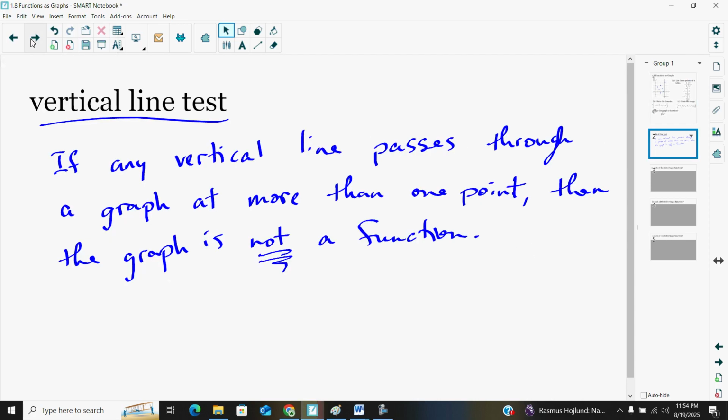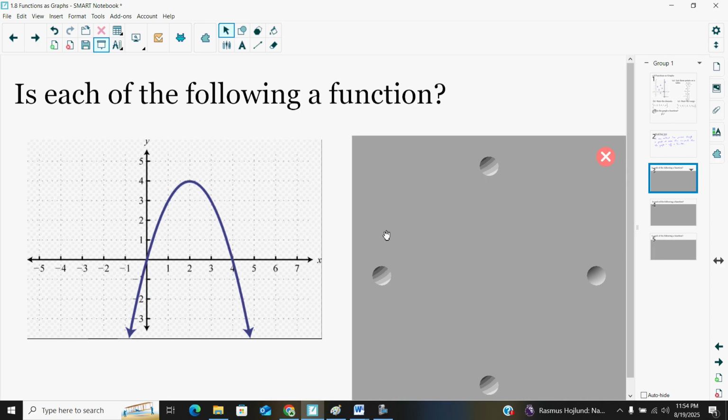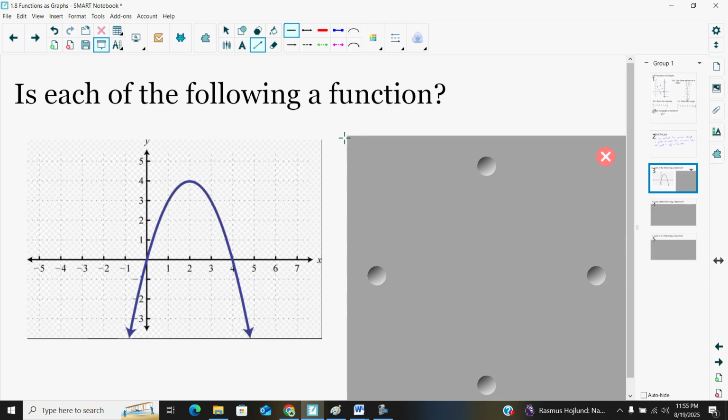Well, let's take a look at using the vertical line test on some graphs. I want you to sketch these in your notes. They don't have to be perfect, but give me a coordinate plane and then sketch in that parabola that opens down. Should look something like that. Again, it doesn't need to be perfect. And we are going to take a vertical line, a straight up and down line, and we're checking to see, is there anywhere that I put a vertical line where it passes through the graph more than once?